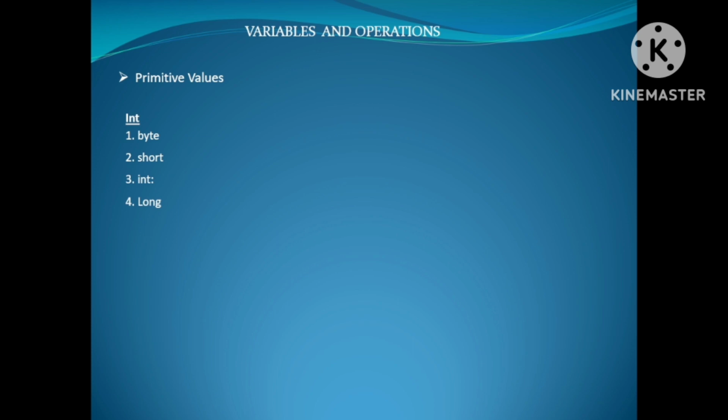The fourth one is long. What is long? It is an integer type that occupies up to 8 bytes, which means it is greater than int, than short, and than byte. It can store from -9 times 10 to the power 18 to 9 times 10 to the power 18.